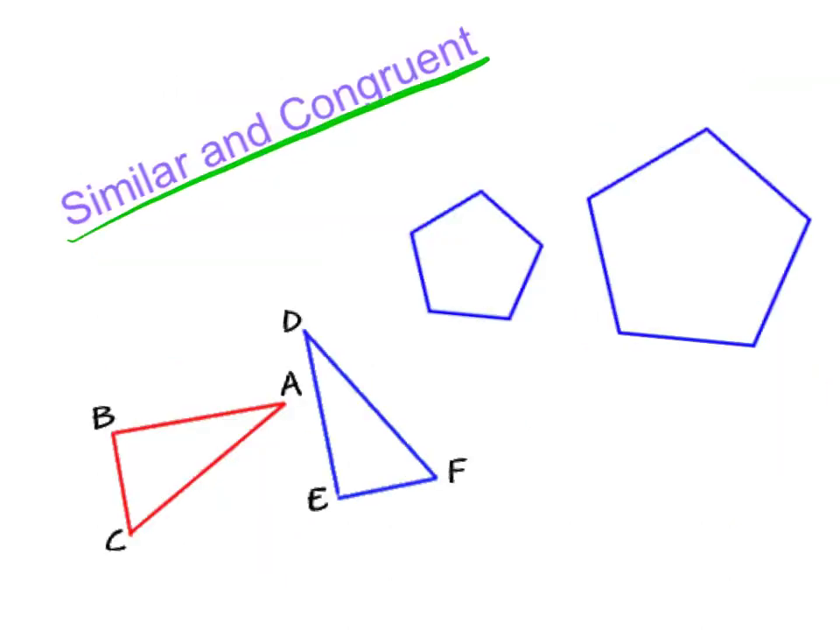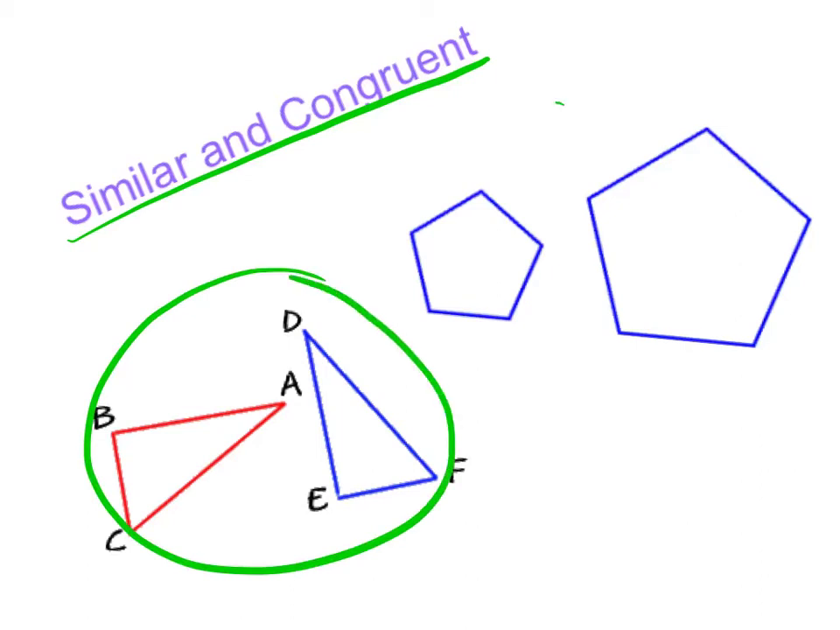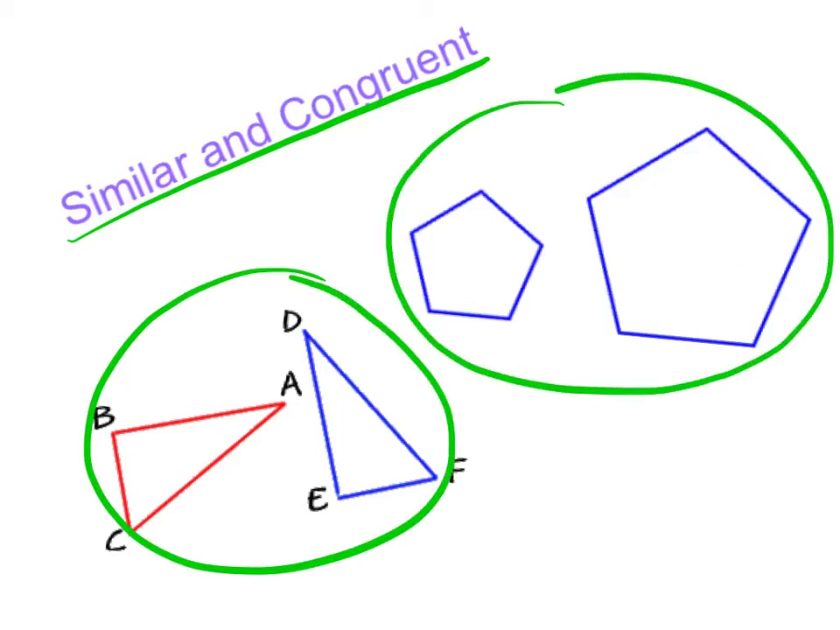Okay, let's talk about similar and congruent shapes. We're going to look at the characteristics of each set of shapes, so this set of triangles and the set of pentagons, and list some characteristics and then match them up to the terms similar and congruent. The 2 triangles are exactly the same, other than the direction that they're facing, but they are the same size and the same shape.